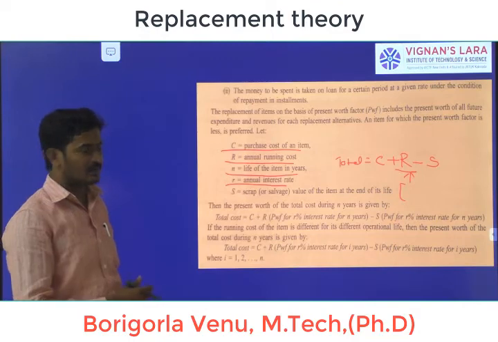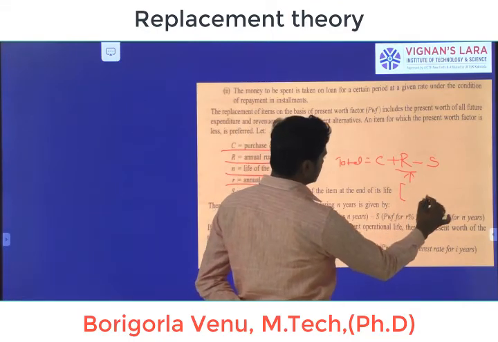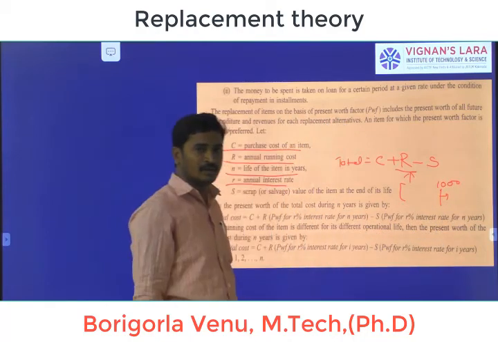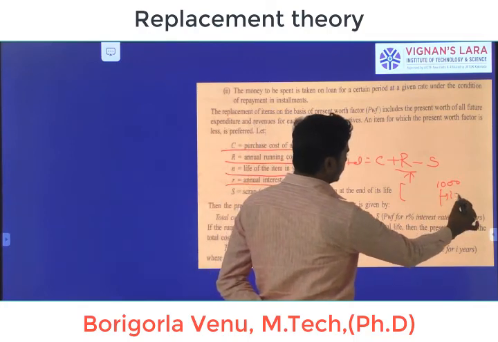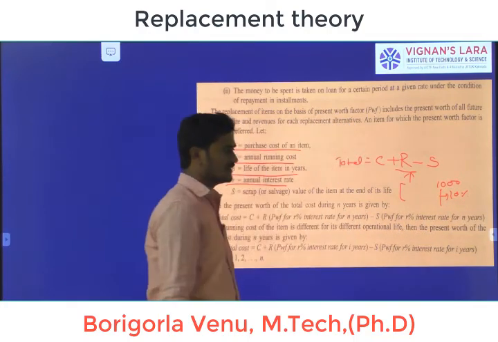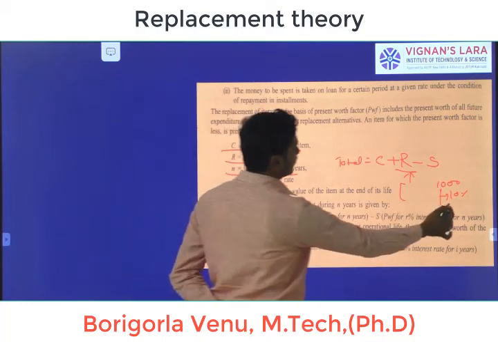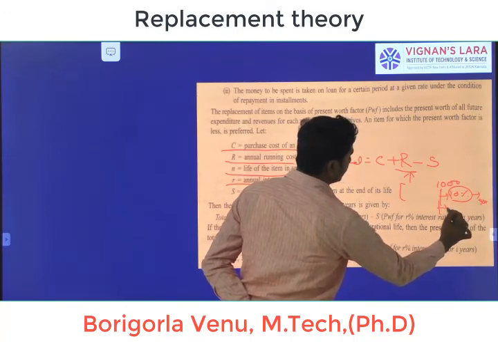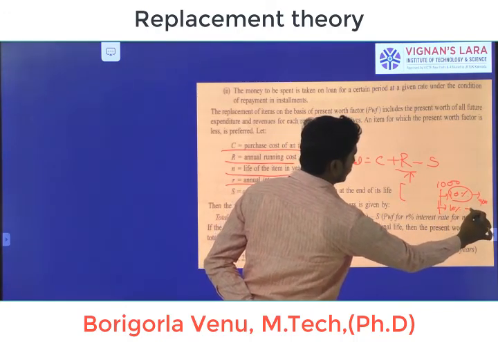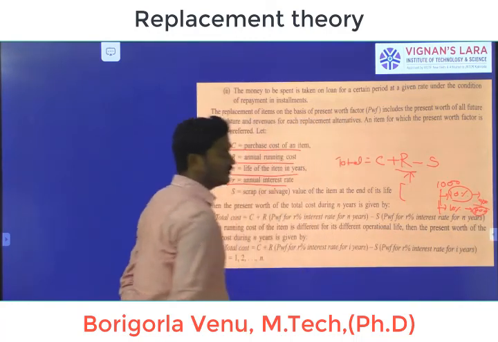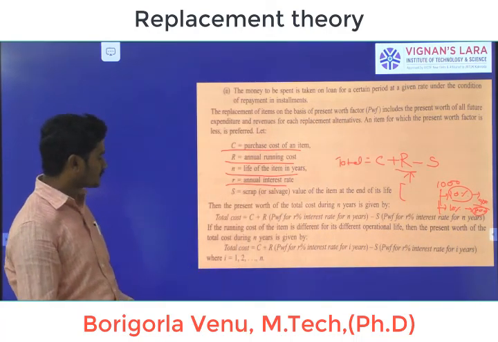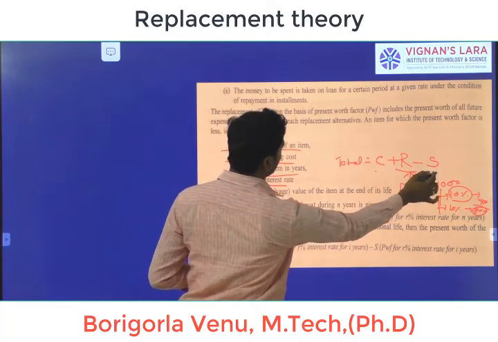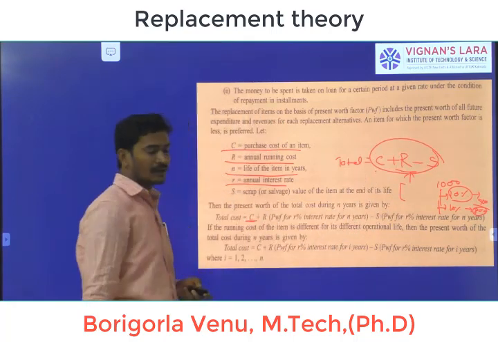Suppose the annual cost in the first year is 1,000 rupees, then it will gradually decrease with the rate of interest. If we take a 10% interest rate, after 1 year it will decrease by 10%. Suppose we get 900 rupees, then next year it decreases another 10%, so the annual cost is 800. Like that it decreases every year by 10%. From this we calculate the total cost, C plus R minus S, and from this we calculate the worth factor.